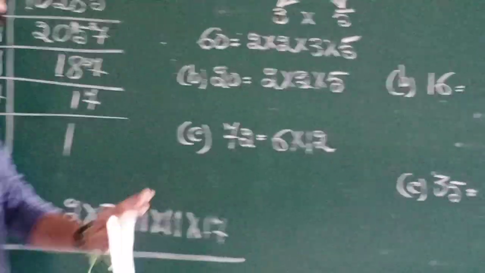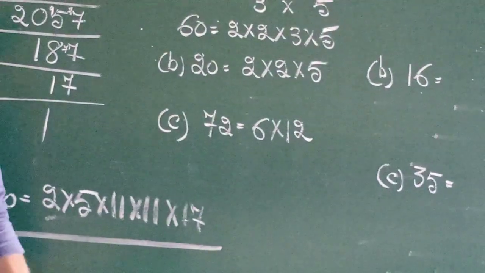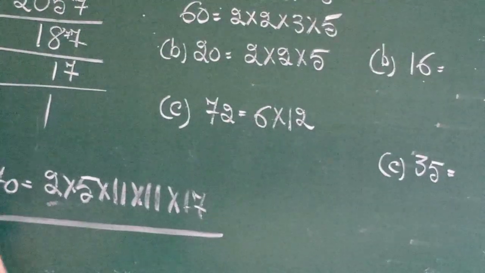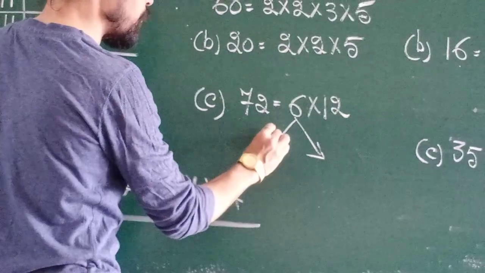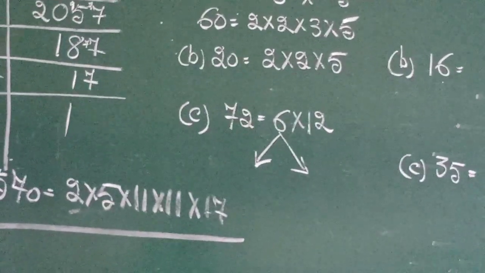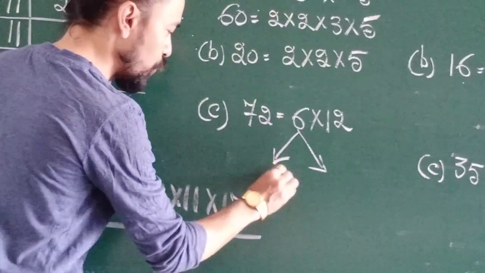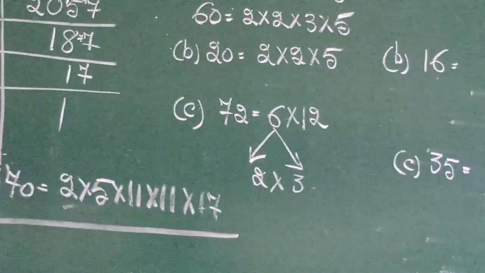Now come to 72. 6 into 12. Both are composite numbers. None of them are prime numbers. How can I split 6 into 2 prime numbers multiplied by each other that will give me 6? 2 3s are 6. 2 into 3. How can I split up 12?